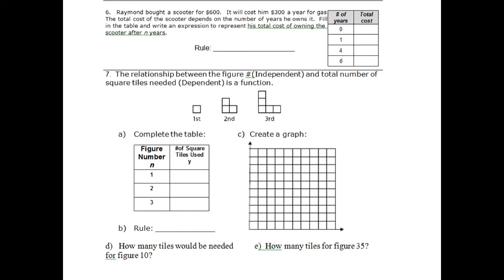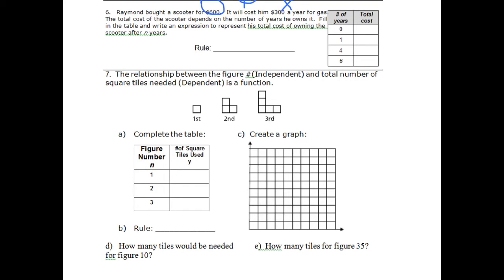Okay, so just like we did last class, we've got a situation where Raymond has bought a scooter for $600, and it's going to cost him $300 each year. So let's go ahead and write our rule. We know how to write a rule from a verbal situation. So we know that he paid $600. That's what he paid flat out. And then we also know, plus it's going to cost him every single year $300 a year. So that's a multiplication right there.